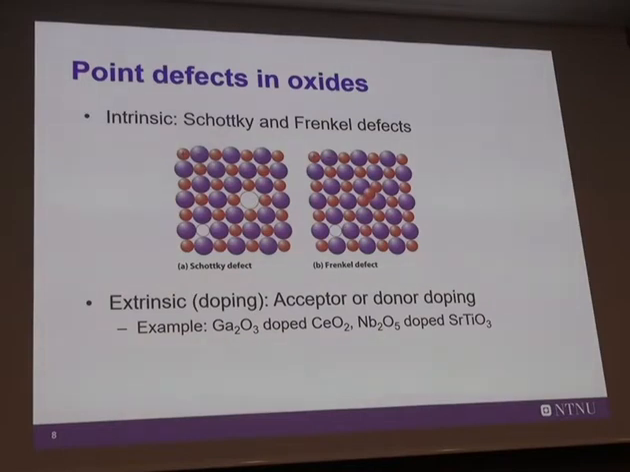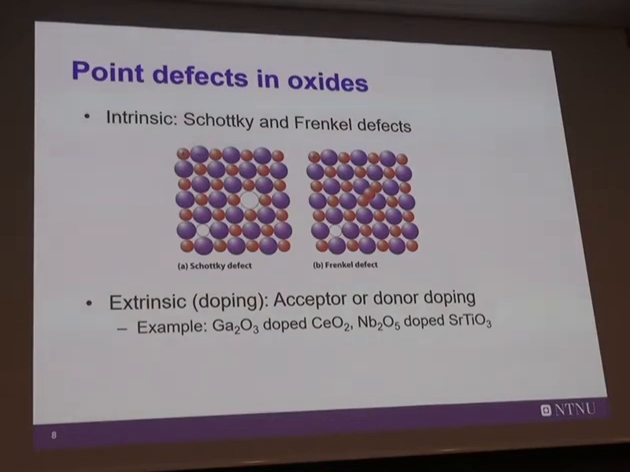So that is the intrinsic one. Then you have the extrinsic, which is normally due to either doping or because we have problems obtaining sufficient purity of materials. So impurities will also, in this way, work as point defects, in the same way as doping.